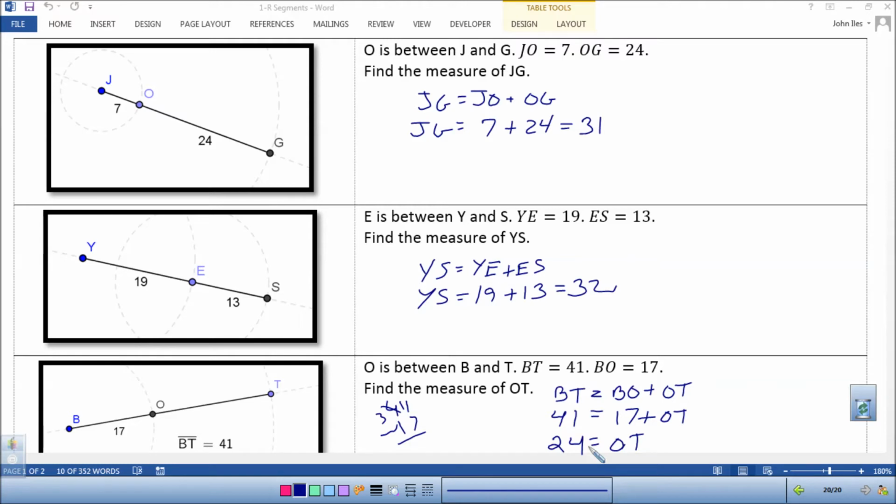Okay, and so these are the segment addition problems that you're responsible for tomorrow. You need to show this much work for each problem. All right?